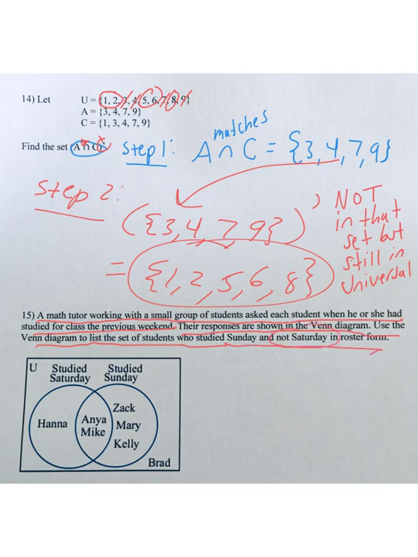So it says not Saturday, so let's get rid of Saturday students. Everything in the Saturday circle is gone, but it does want those who studied Sunday. So which students are in the Sunday circle but not anywhere in the Saturday circle? That would be right here. And it is still a set, so I do need the set brackets.